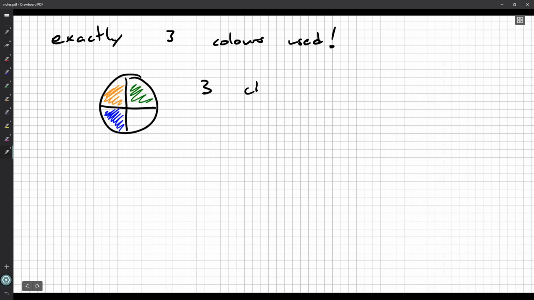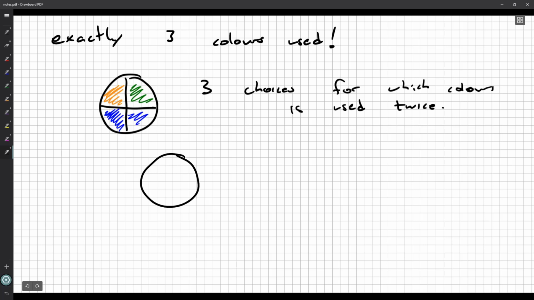So there's 3 choices for which color is used twice. Okay, am I going to pick the blue to use that twice? Or the green? Or the orange? So that's a challenge. Okay, so 3 choices there. And then where can these colors go? Right? One of these colors is special because I'm using it twice.